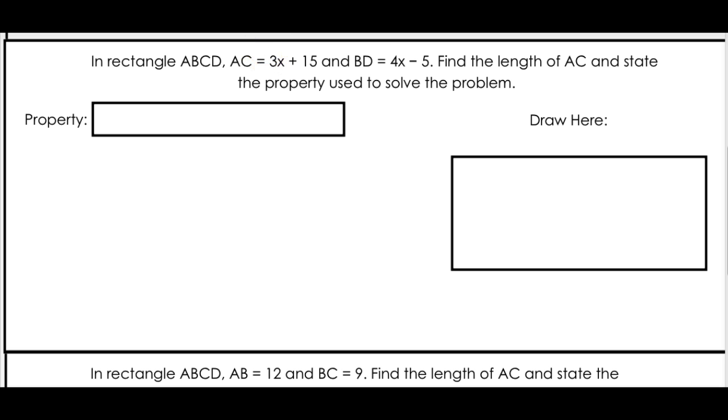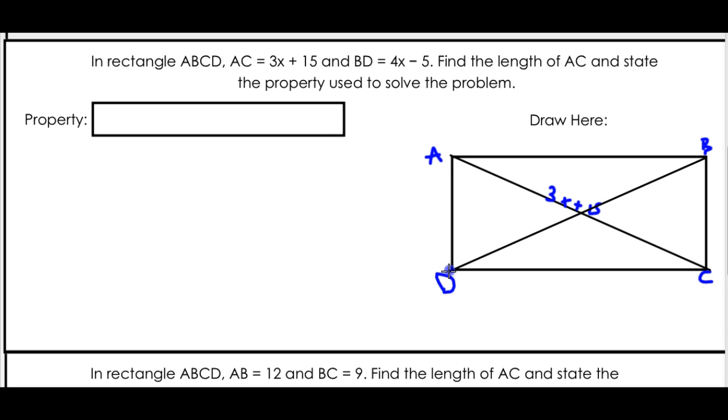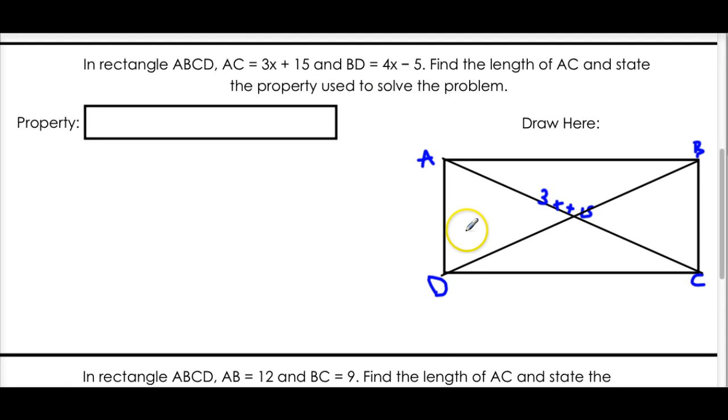So we're drawing it, and we're going to label all our sides. We know it's A, B, C, D, and we know AC, which is not a direct side length, is a diagonal. This diagonal right here is equal to 3x plus 15. Now, the second part is BD, which is another diagonal. So let's fill that in. Here's our other diagonal, and that is equal to 4x minus 5.